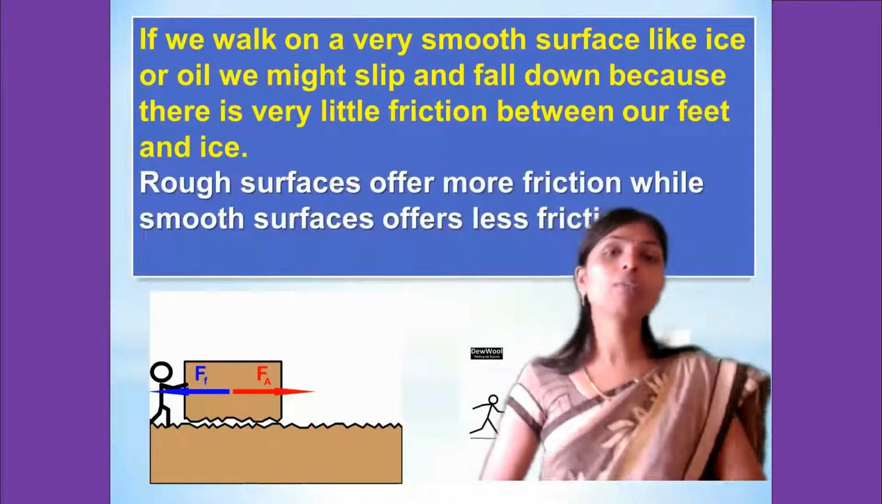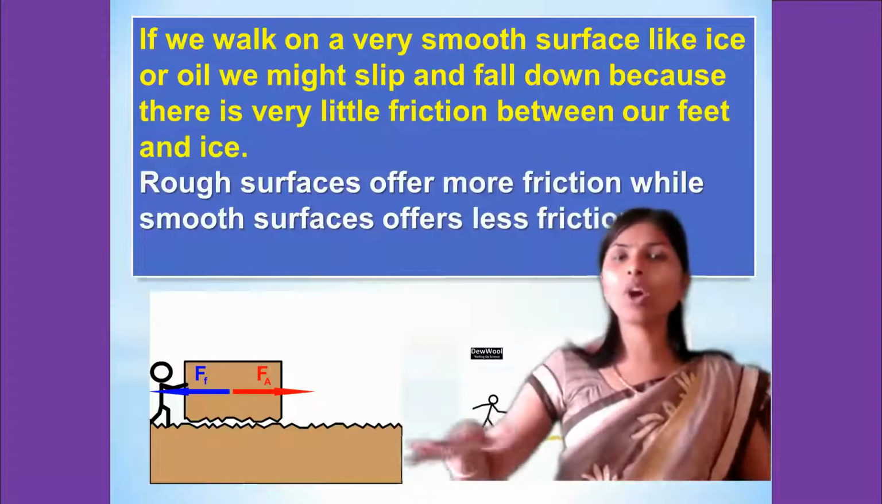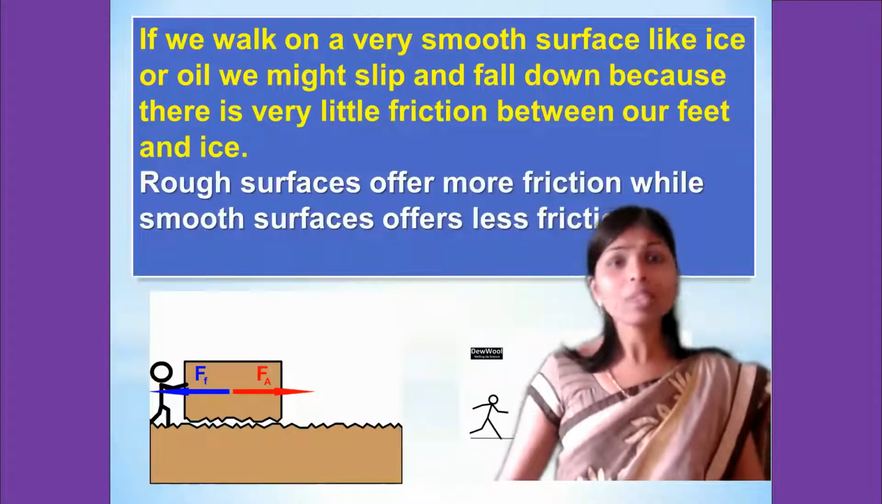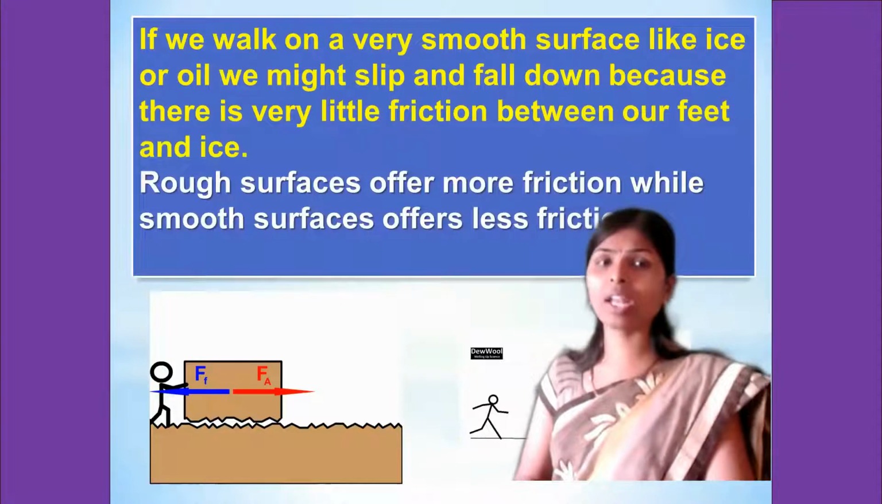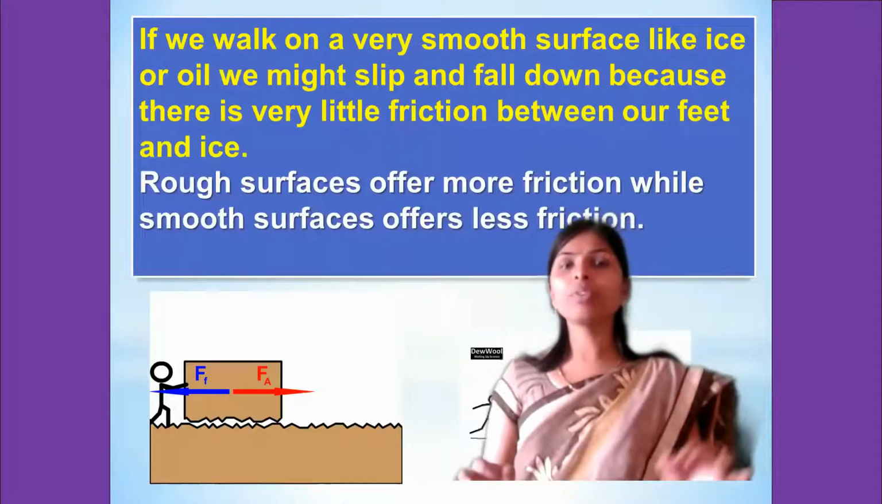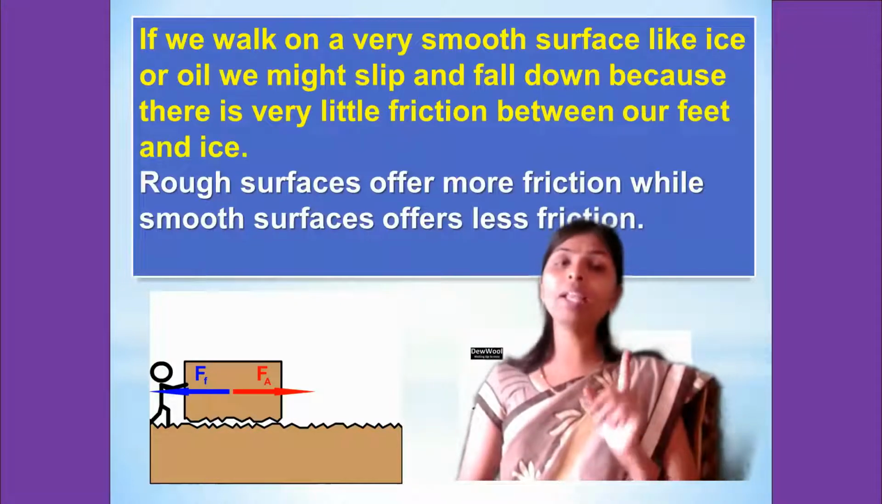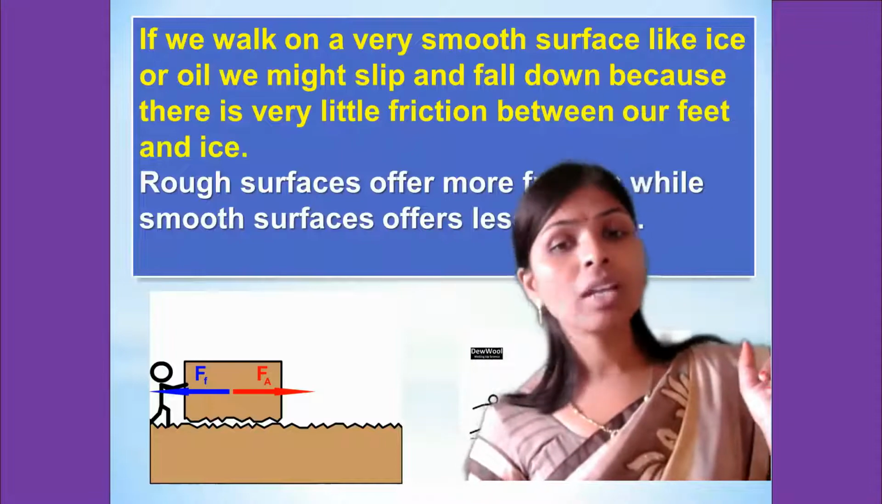If we walk on a very smooth surface like ice or oil, we may slip. This is because there is less friction. It means that rough surfaces offer more friction while smooth surfaces offer less friction.